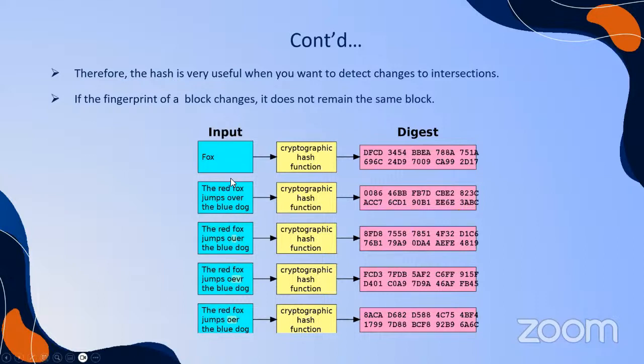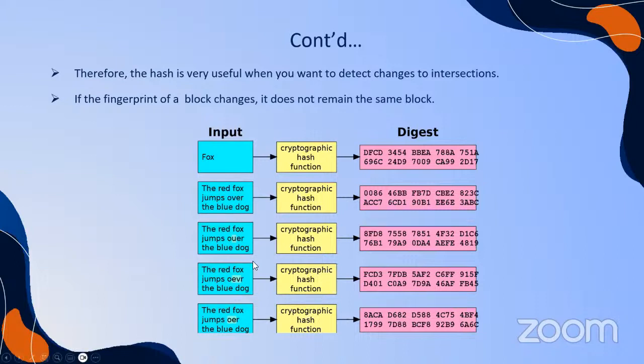The next input is "the red fox jumps over the blue dog". We receive another digest, the same bit representation, but we have changed a single letter from V to U, so we receive a different hash message. These messages are linked to the blockchain. So for a particular block, if we change a single word, the chain can be broken in the blockchain.